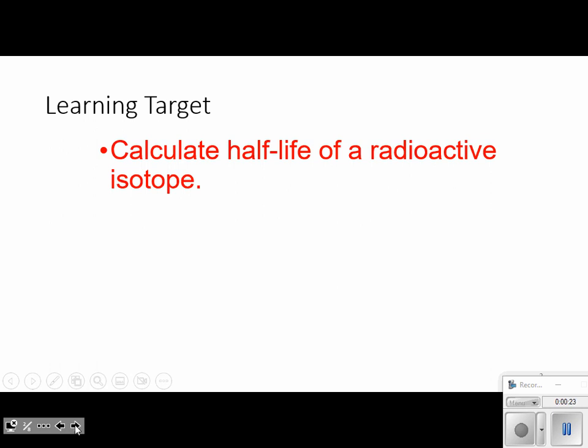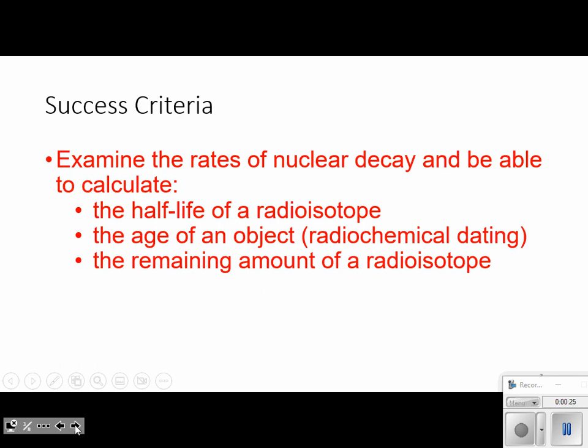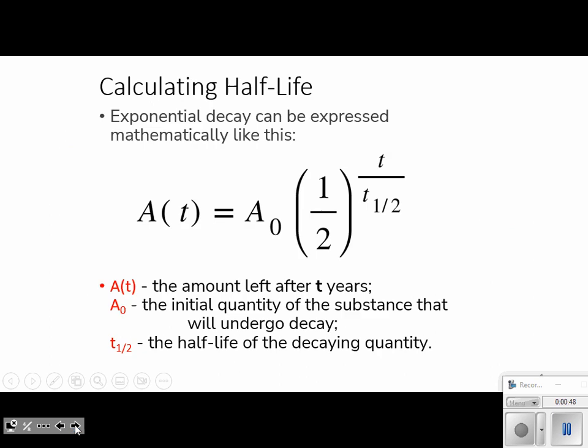And our success criteria for this video is to examine the rates of nuclear decay and be able to calculate the half-life of a radioisotope, the age of an object by using radiochemical dating, and the remaining amount of the isotope. Now, you should have this equation in your notes.